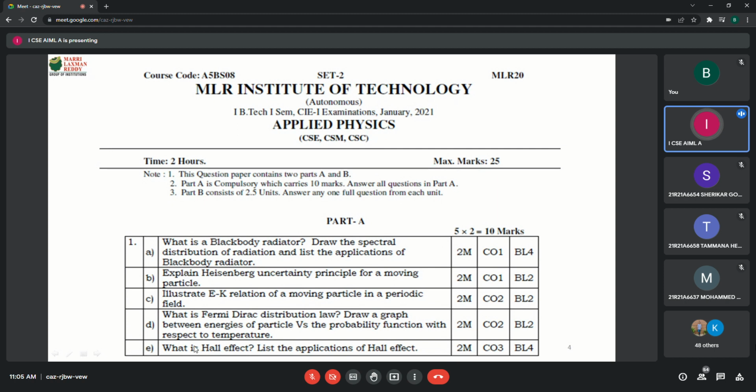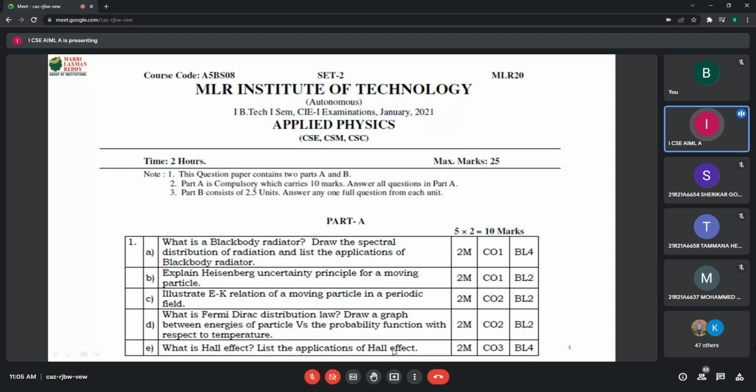Only one question. Why? Because only half of the unit was completed. So only one question we are going to give from the third unit, like this. You see, define the Hall effect. What is the Hall effect? Define the Hall effect. List the applications of the Hall effect.